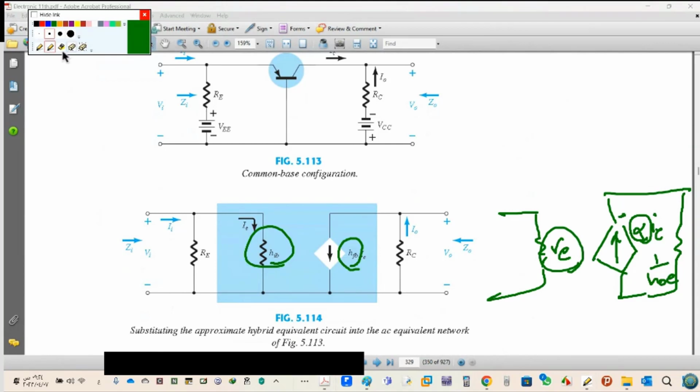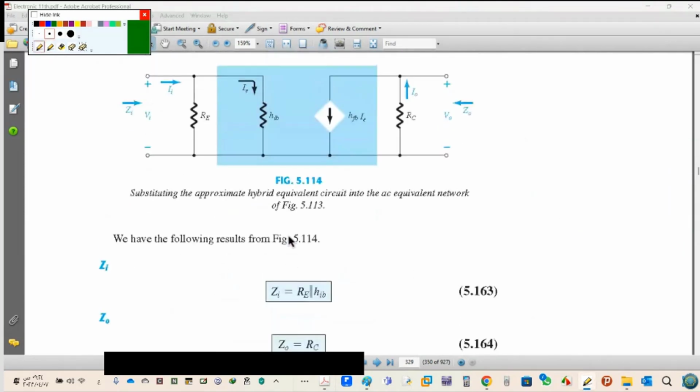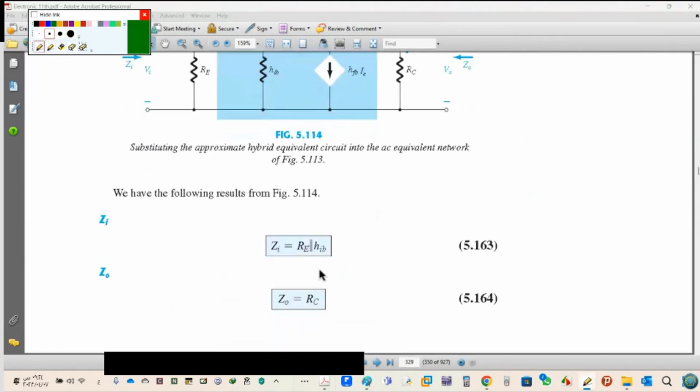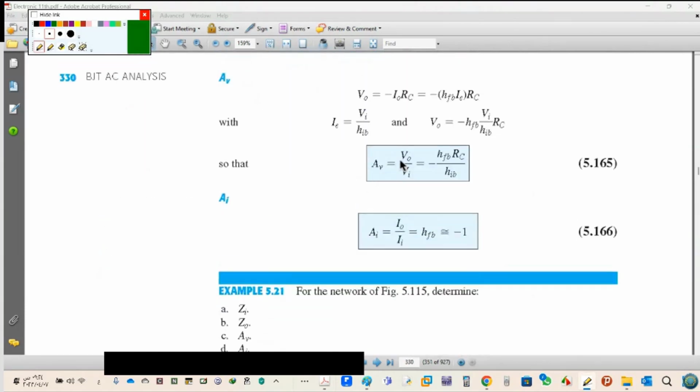HIB, it is RE. Directly. Usually, if we have HOB, we can use it. If not, we can ignore. So ZI, it is RE in parallel with HIB. ZO, we have RC. And AV is VO over VI, same thing, minus. If you remember, AV before was minus RC over alpha. Also RC over RE. Sorry.